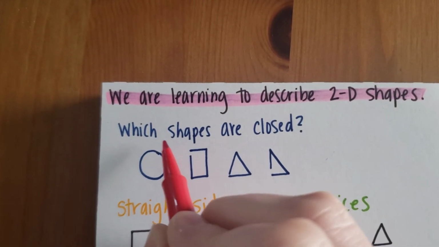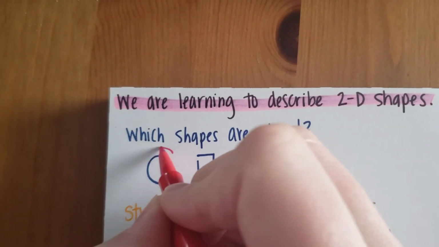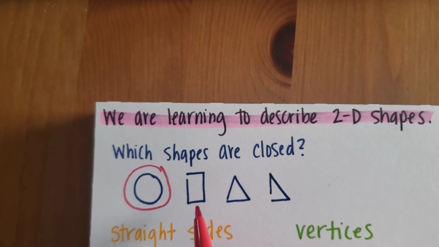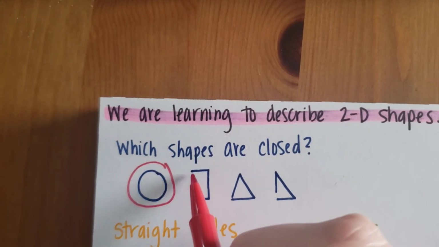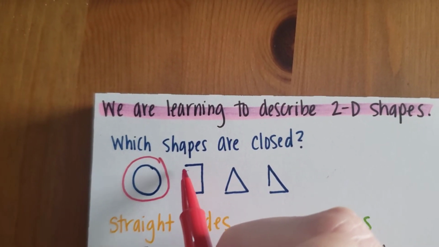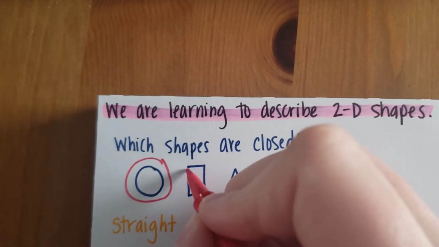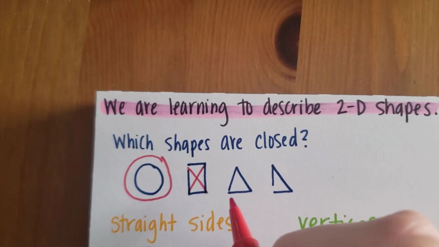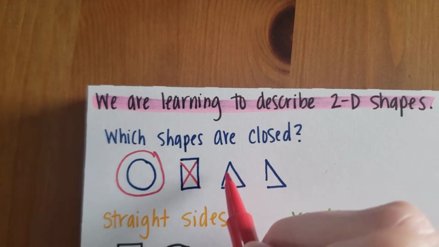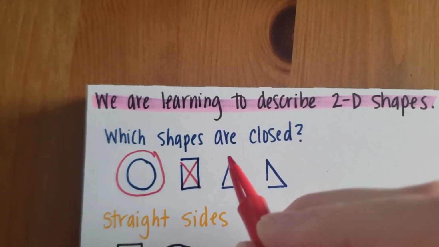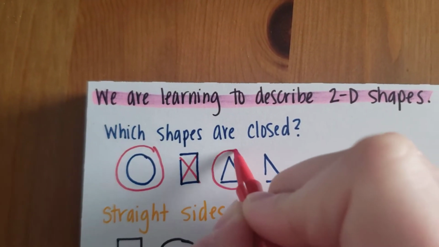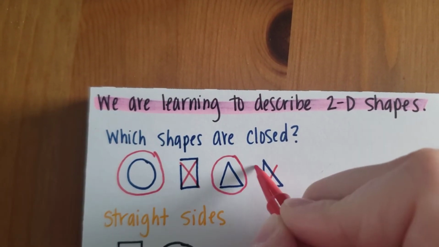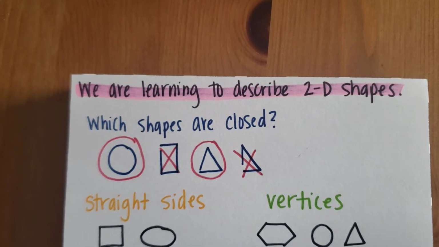It goes all the way around, there's no gap. So yes, this is a closed shape. So I'm going to look at this one now. Oh, you see right here how there is that gap? That means this one is not closed. That is not a closed shape. Okay, looking at this one, it goes all the way around. Yes, it is a closed shape. And this one has a gap, so this one is not a closed shape.